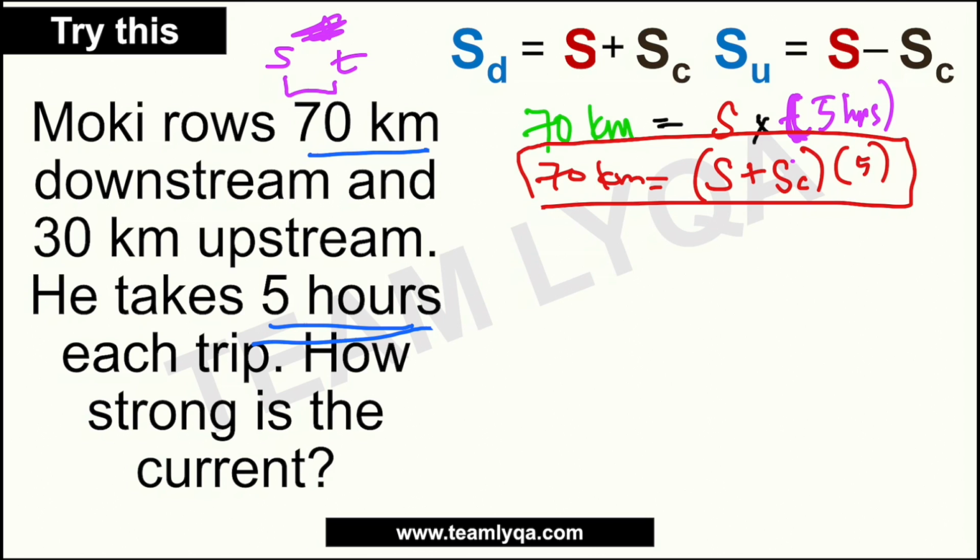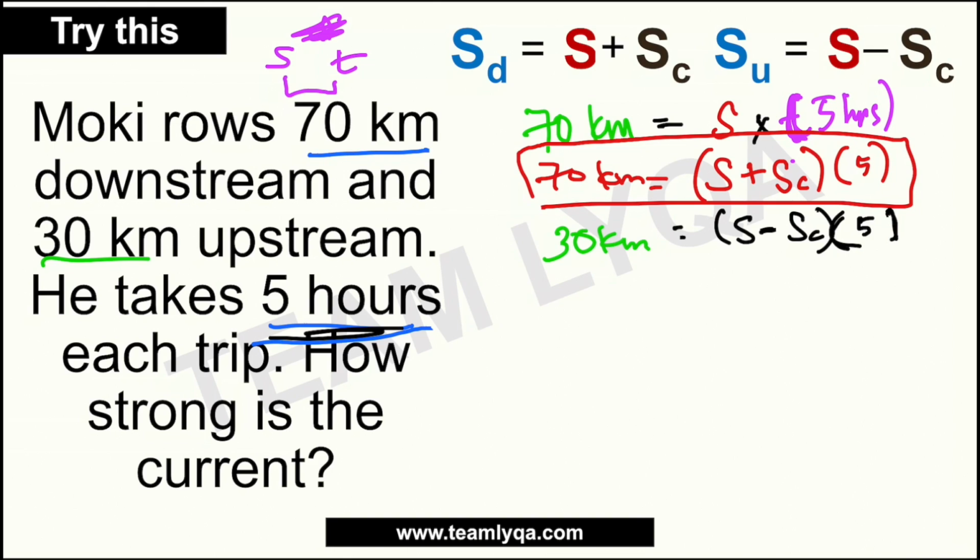downstream. Kapag nagmo-move naman siya upstream, ang total na distance is 30 kilometers. So, yung 30 kilometers naman, equal naman siya dun sa, again, yung speed moving upstream, which is the speed na regular minus yung speed ng current. Tapos, imumultiply ko rin siya sa same na time, which is 5 hours. So, yan naman ang naging sitwasyon niya.